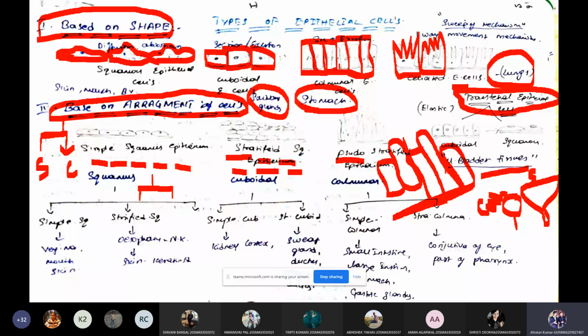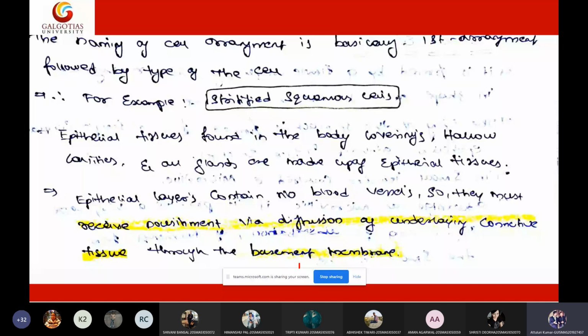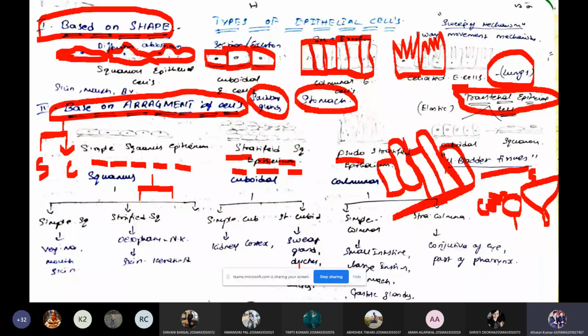Stratified means more than a single layer. Here also we have stratified squamous epithelium, stratified cuboidal epithelium, stratified columnar epithelium, and stratified ciliated epithelium. The examples and locations of those epithelial tissues are given in this slide. So kindly go through the slide and prepare written notes for this. Everyone must memorize this particular classification table, based upon their shape and based upon their arrangement.